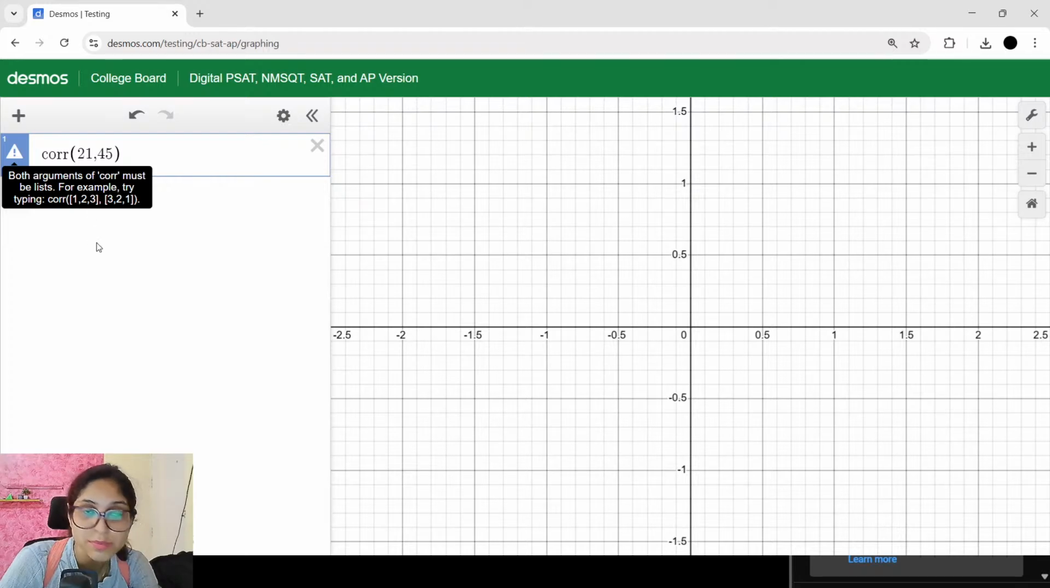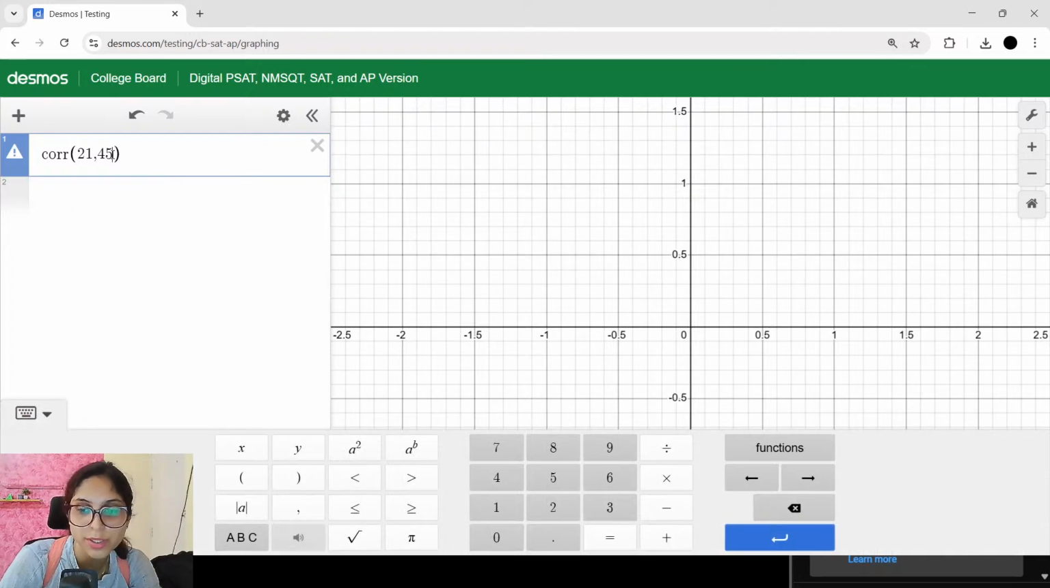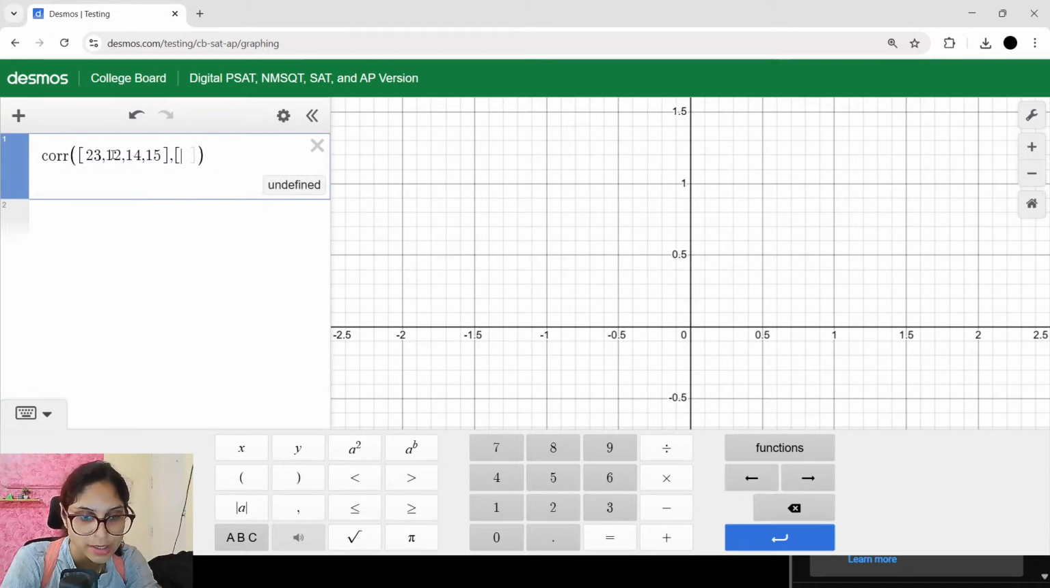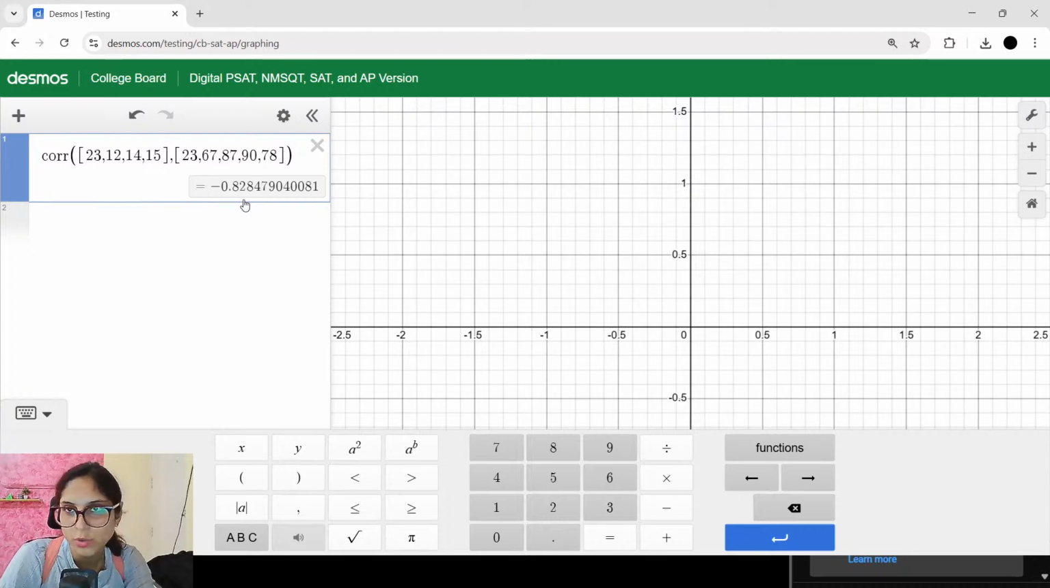So correlation must be list because you're going to find correlation between two data sets. For example, on x-axis and y-axis. So you just write whatever is going to be on your x-axis. And then you just write what is going to be on your y-axis. So this is going to give you what is the correlation between them. So it's a negative correlation and it's a strong one.